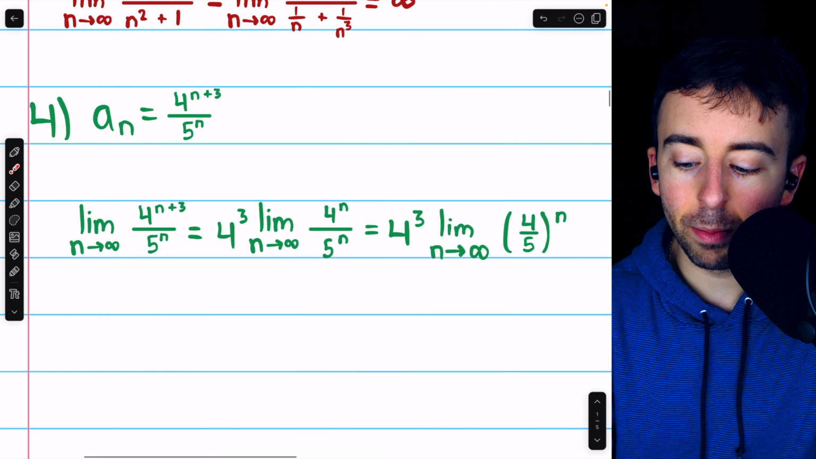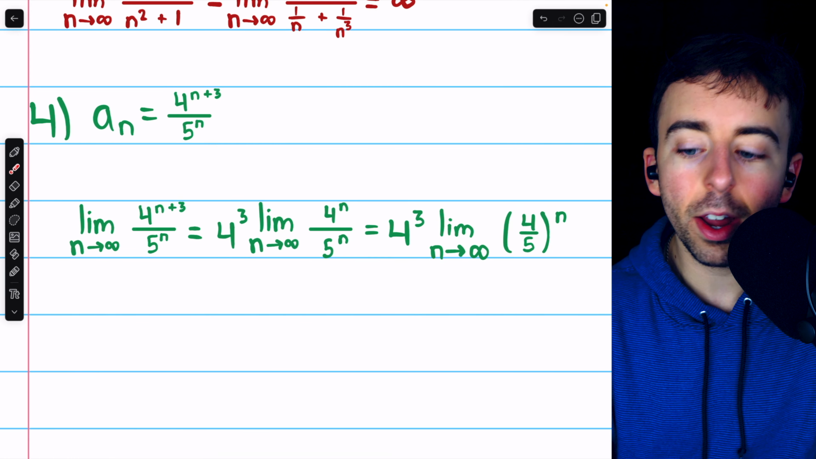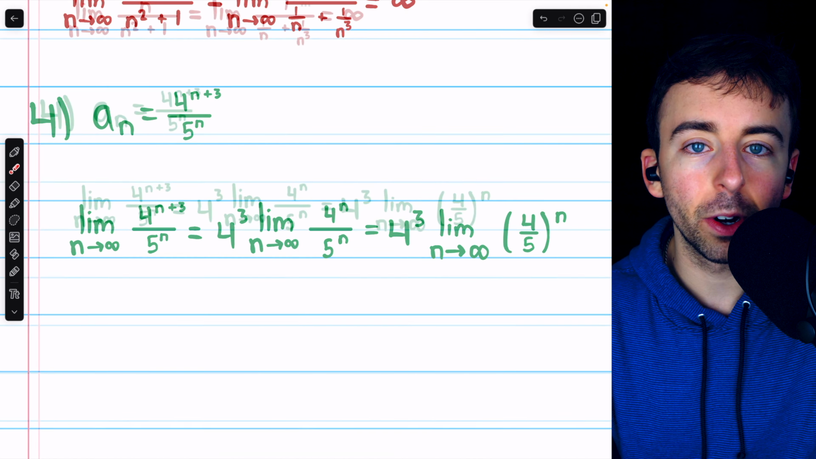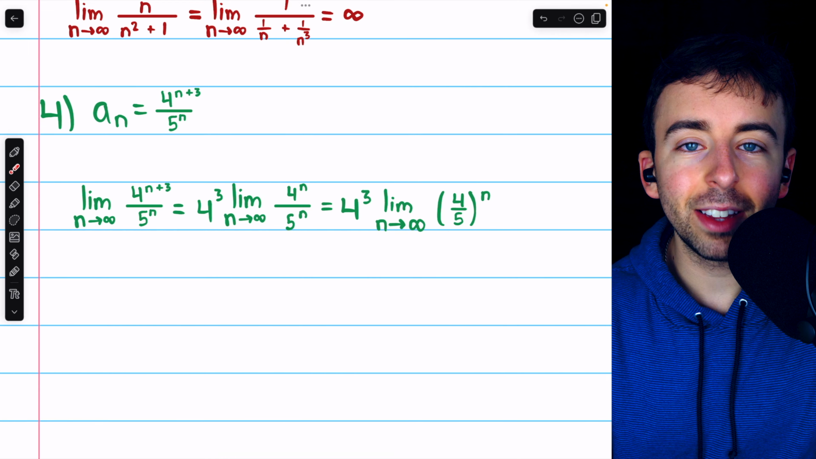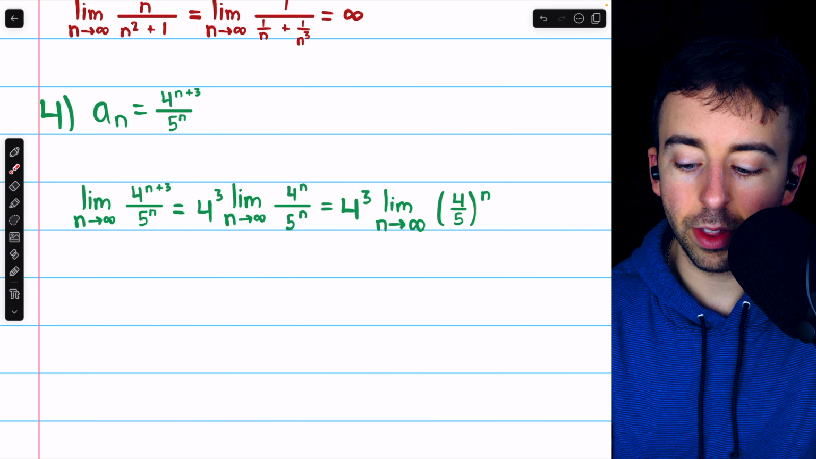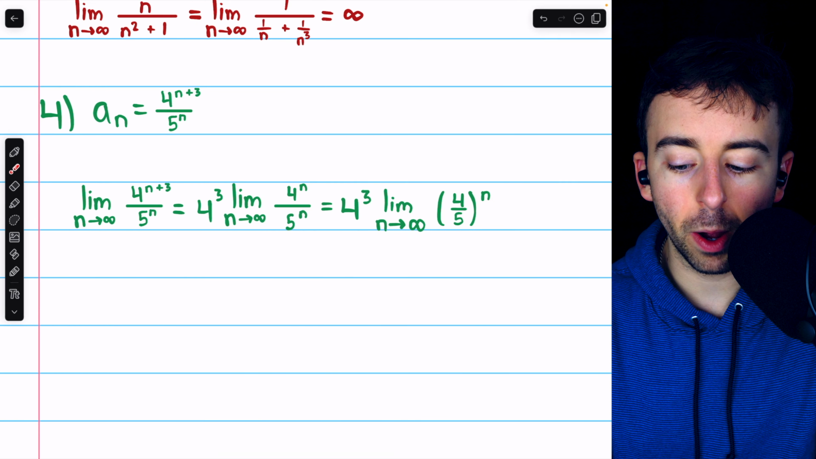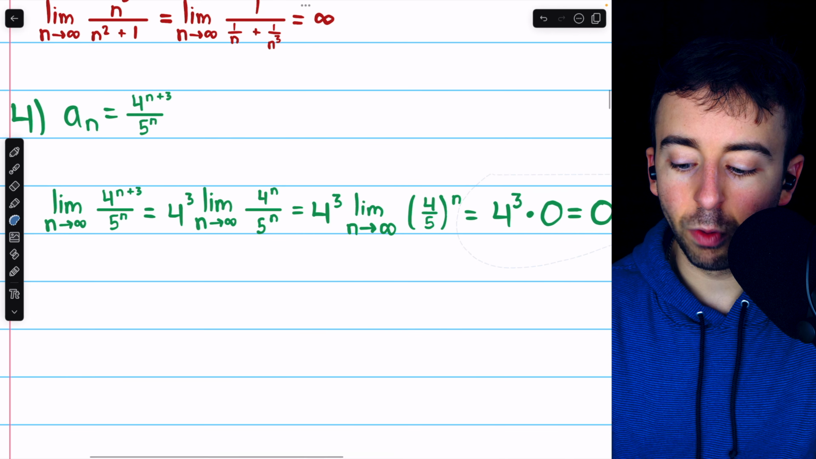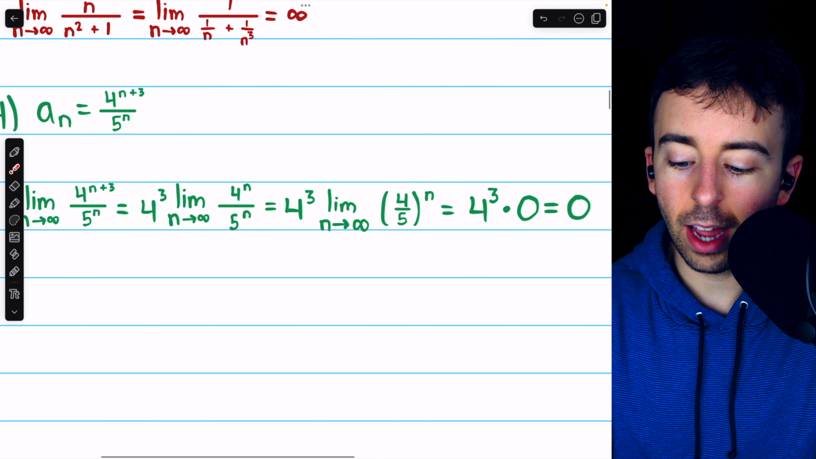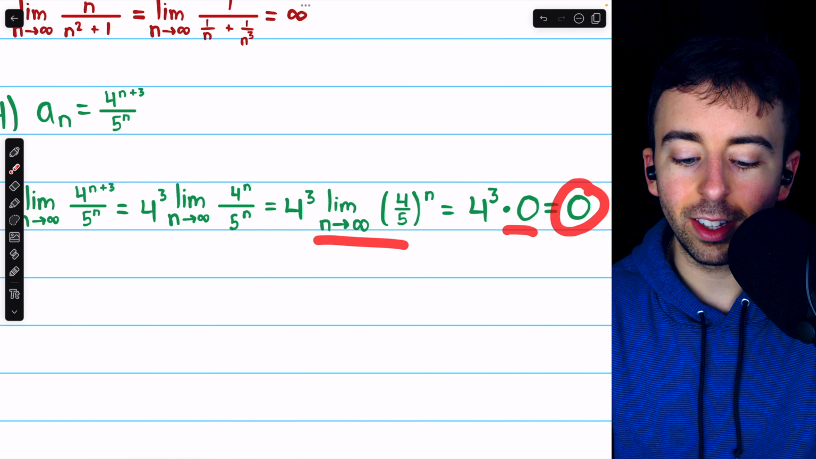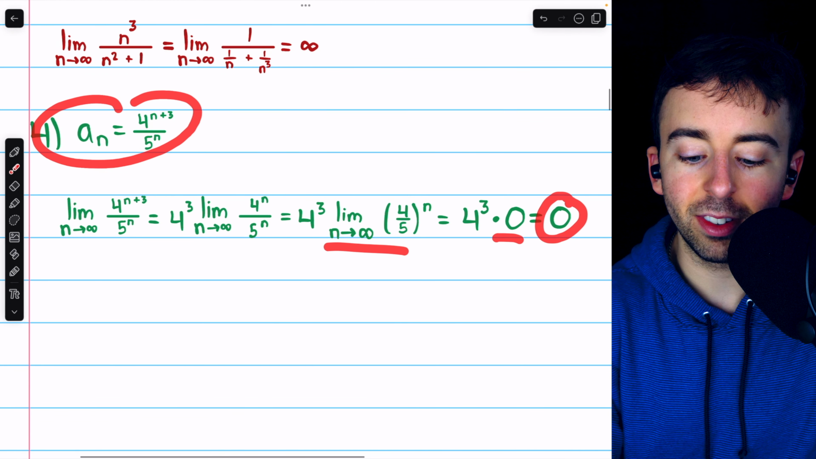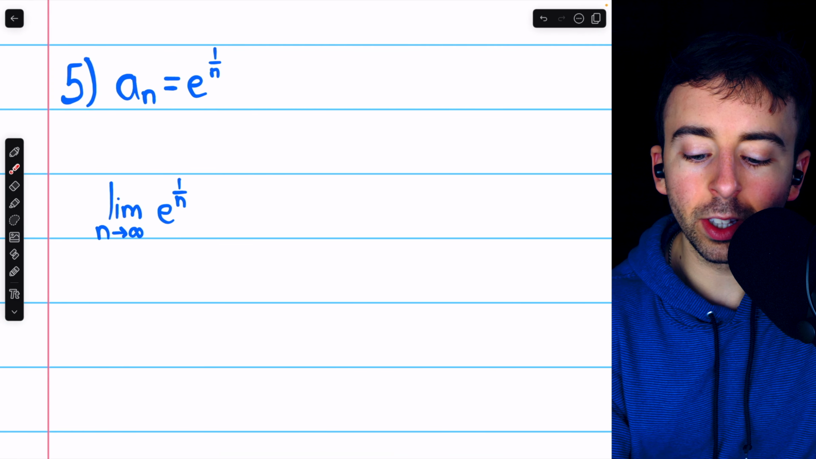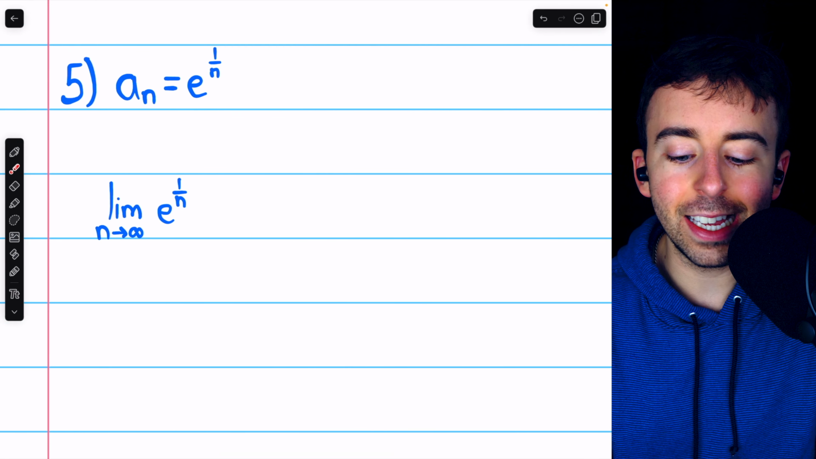Now, this is just like the 0.3 to the power of n that we were looking at. We have a number whose magnitude is less than 1 being raised to what we may informally call an infinite power. Every time you multiply by 4/5, the number gets smaller, so this is going to get arbitrarily small and go to 0. Thus, the limit is 4 to the power of 3 times 0, which is 0. So this is a convergent sequence. Its limit is 0.